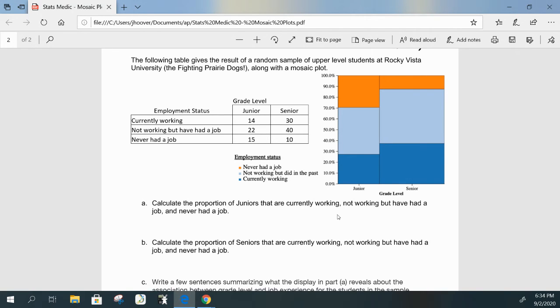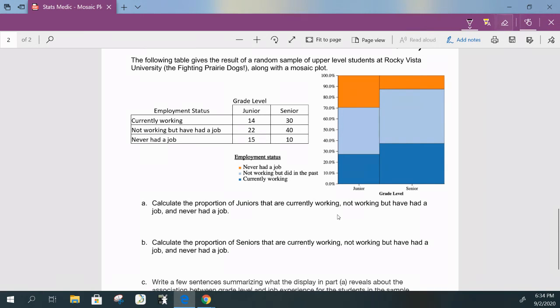Okay, the first thing that you want to do when you're working with a mosaic graph and you see a two-way table is to look at your totals. The following table gives the results of a random sample of upper-level students at Rocky Vista University, the Fighting Prairie Dogs, along with a mosaic plot. And on the left-hand side, you have the variable employment status, and on the top, you have grade level. So currently working, not working but had a job, or have never had a job, and then high school grade level for juniors and seniors.